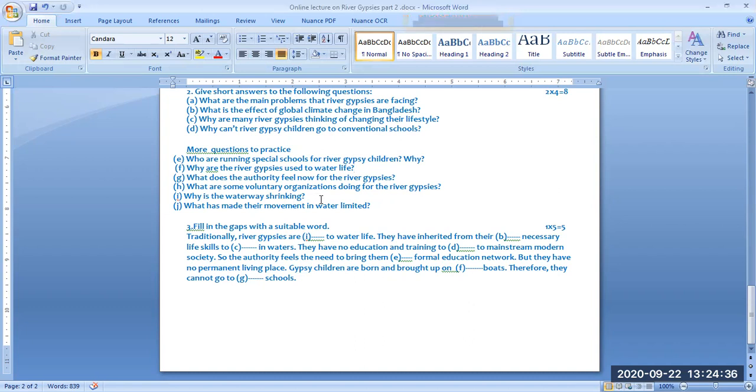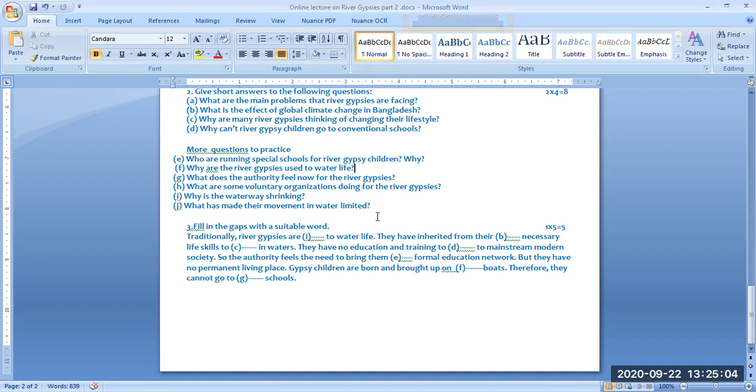Okay, why is the waterway shrinking every year? The waterway is shrinking because of climate change and global warming and drying up of rivers. Okay, what has made their movement in water limited? The global climate change may be one point that has made their movement in water limited, and the effect is that it is because of the shrinking of water bodies.